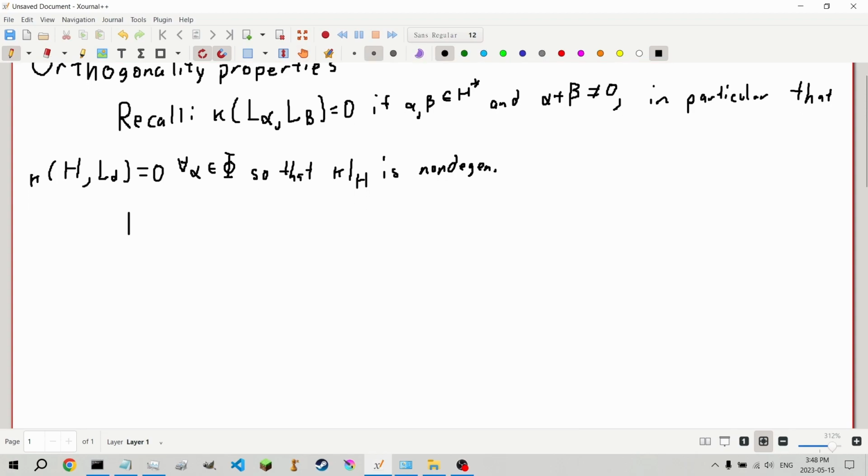We're going to start out with a proposition with no preamble, just parts. First off, the set of roots spans the dual space of our toral subalgebra. We have that if alpha is a root, then so is its negative.